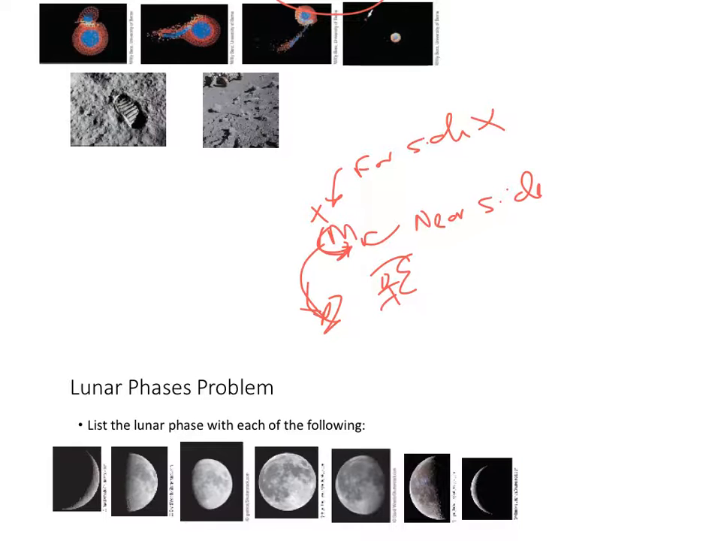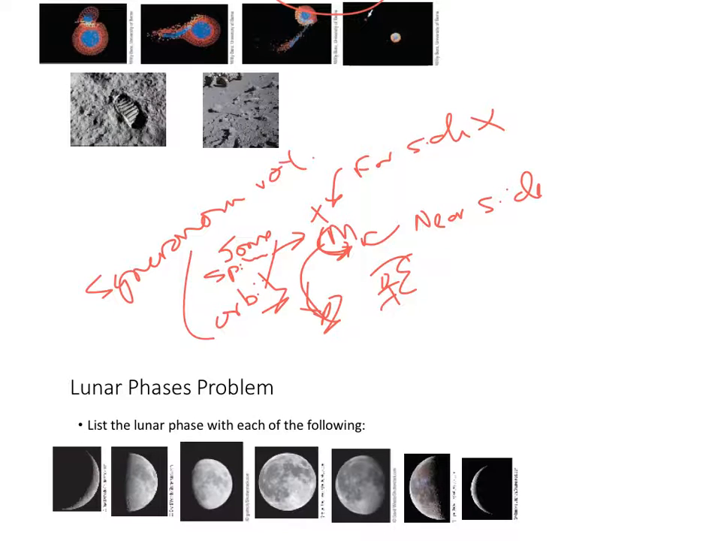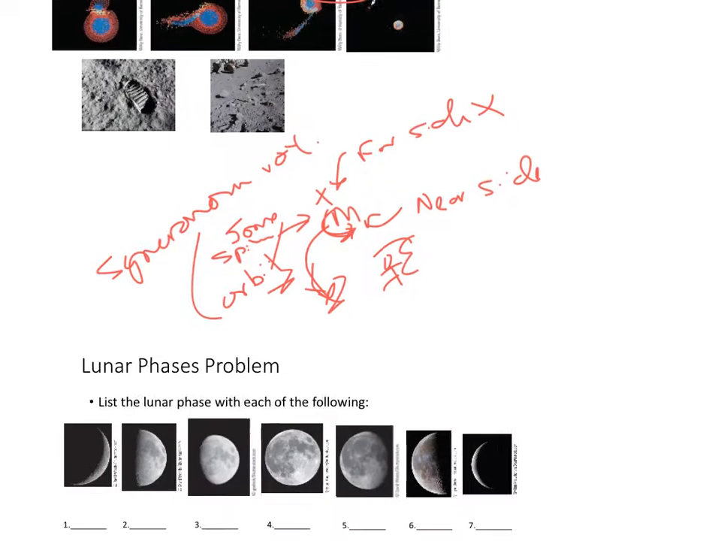Okay, so anyway, I have synchronous rotation. So this right here, the same amount of time to spin as it does to orbit, same spin to orbit, that actually is called synchronous rotation.